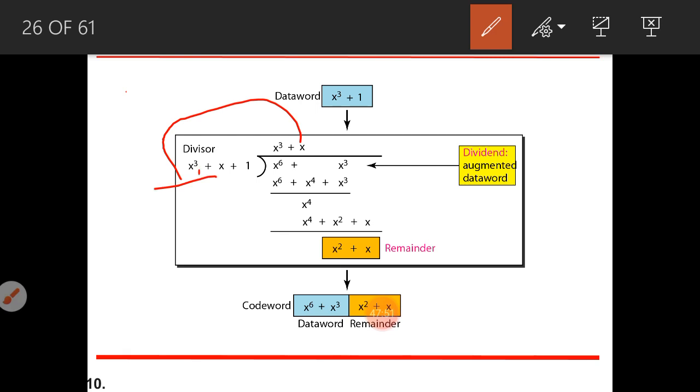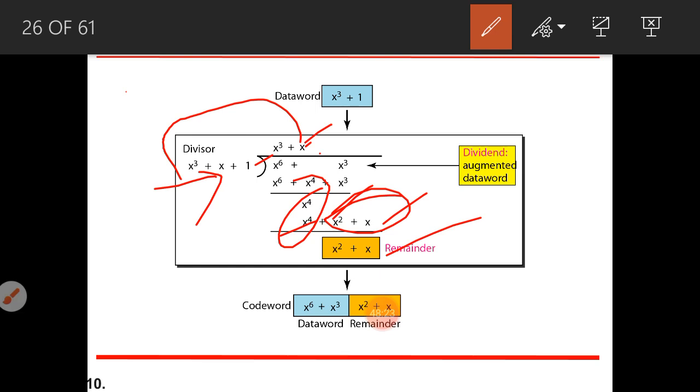Next, this quotient we multiply with the divisor, x raised to 3 plus x plus 1, into x. What we will get is x into x raised to 3, that is x raised to 4, x into x, that is x squared, and x into 1, that is x. After that we perform the subtraction or addition, removing the similar terms. The remaining terms are x squared plus x, that is our final remainder.